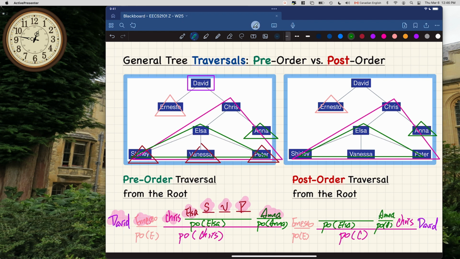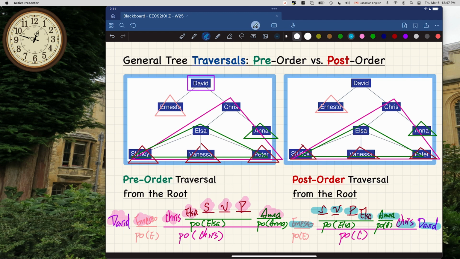All right? Guys, help me out. What would be the post order for this subtree here? First one? Shirley, Vanessa, Peter, Elsa. Okay. All right, so for that one there, Elsa, the parent, will come last. And then you go for Shirley, you go for Vanessa, and then you go for Peter. Each one of them will be the base case recursive call. You got Shirley, you got Vanessa, you got Peter. All right, so ultimately, this is what you get: Ernesto, Shirley, Vanessa, Peter, Elsa, Anna, Chris, and David.